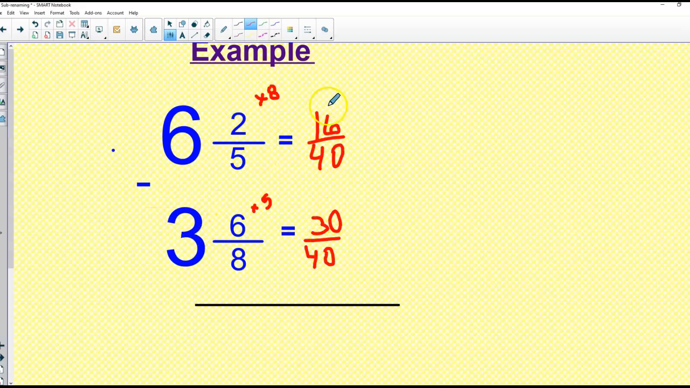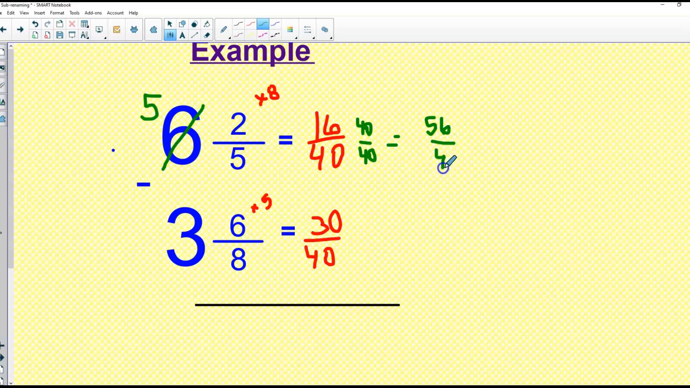And we're in another situation where we cannot subtract. So we need to rename. Only rename when you can't subtract. So let's do this. Borrow 1 from the 6, which makes it a 5, right? So I am going to add 1 whole, which, since our denominator is 40, means I'm going to add 40/40 to this. And let's see what we get. Well, 40 plus 16, I get 56/40.